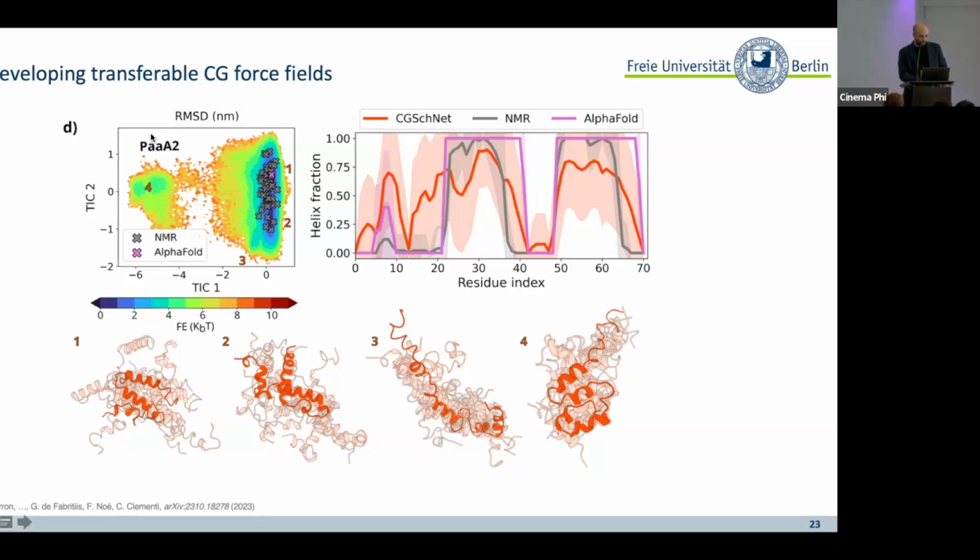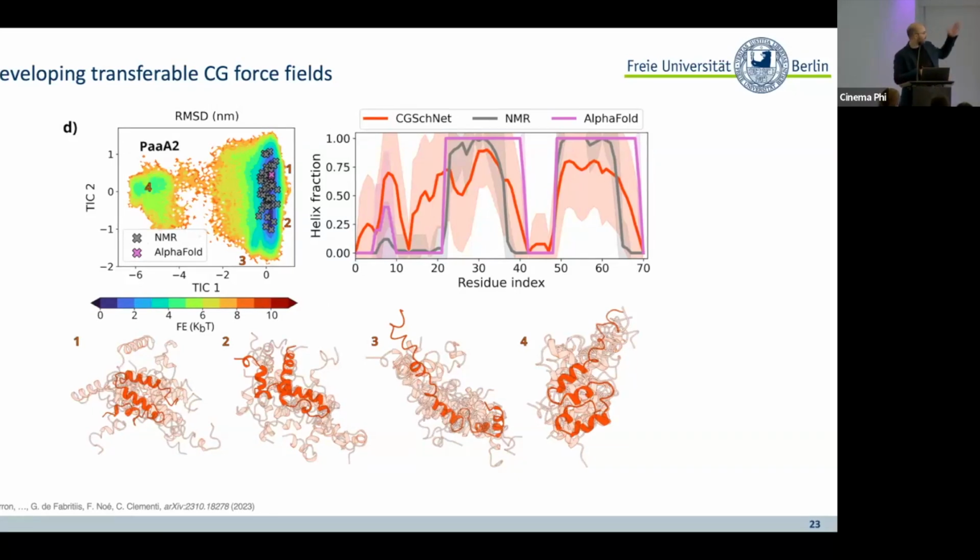What I want to point out here is that if we look at the free energy surface that we obtain from our simulation, we can, of course, stabilize states corresponding to the NMR distribution. So the minima of the free energy that we get correspond exactly to what we would expect from the NMR. But we also get some other different states, like this state 4. It's a metastable state completely outside of the main basin.